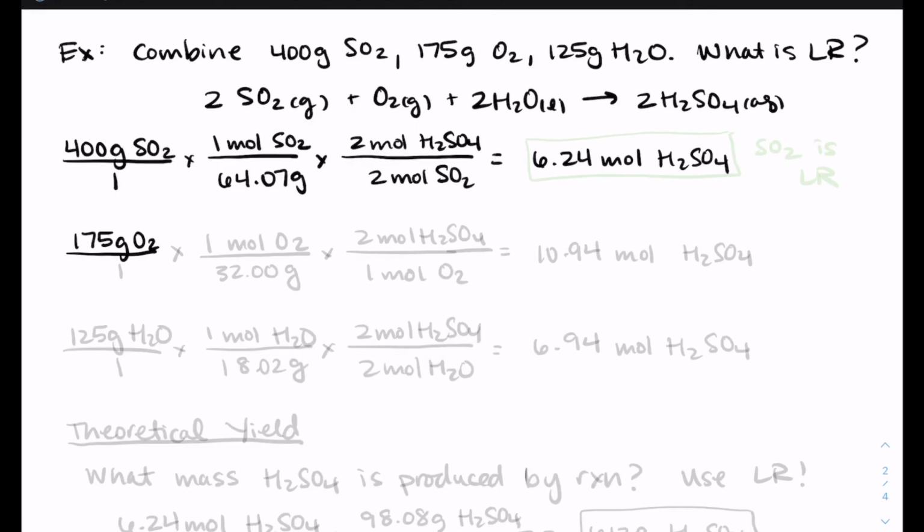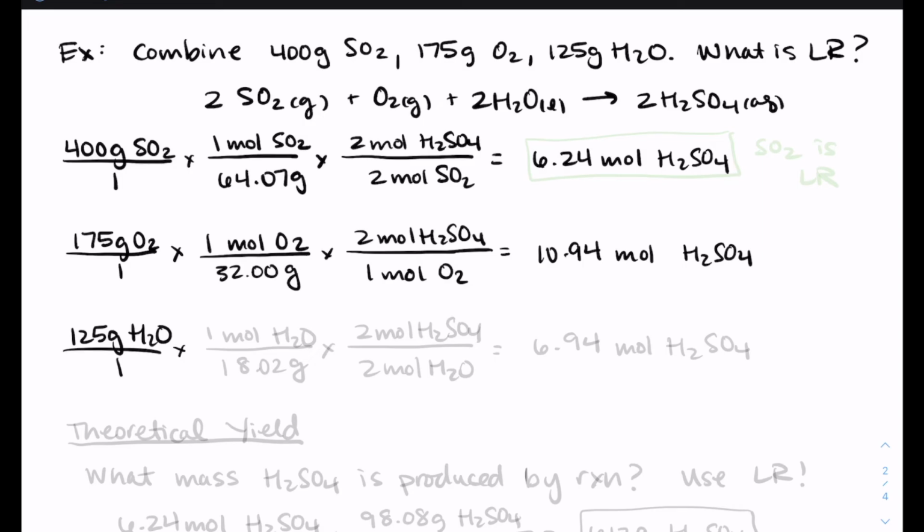For oxygen, convert the oxygen to moles. Don't forget that it's O2, which makes my molar mass 32 and not 16. Then from the reaction, I get 2 moles of H2SO4 for every 1 mole of O2, which means I could make 10.94 moles of H2SO4. From 125 grams of water, I can convert that to moles of water, and then for every 2 moles of H2SO4, I need 2 moles of H2O, which means I could produce 6.94 moles of H2SO4.